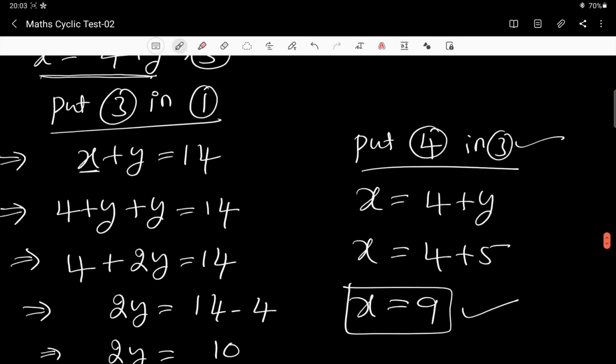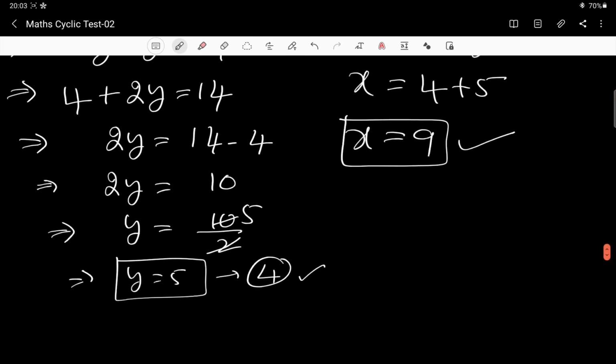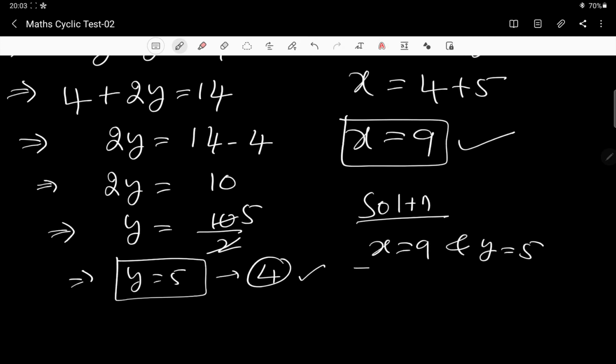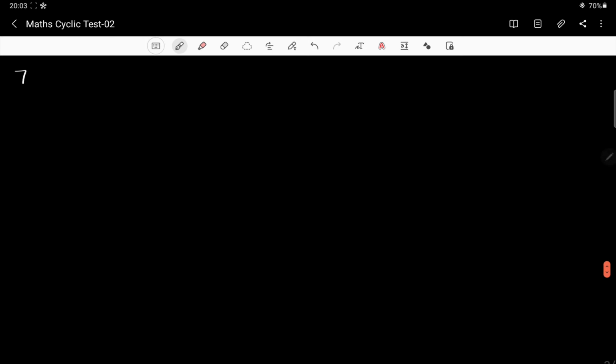So in equation number 3, whenever you are placing it, everything as usual follows, correct? So finally we get the solution: x is equal to 9 and y is equal to 5. Finally you can mention them and put them in a box. All right, I hope you got this sixth question also. Let us move on to this seventh question.